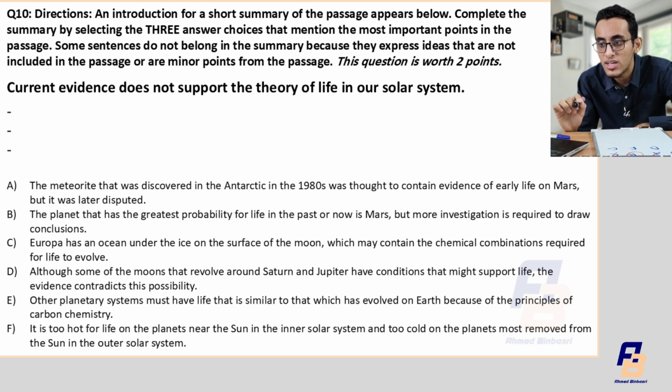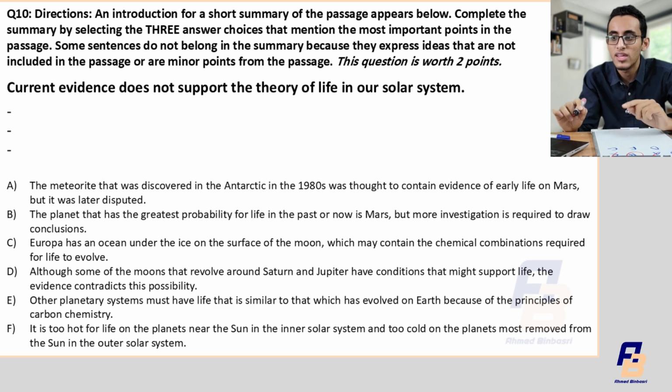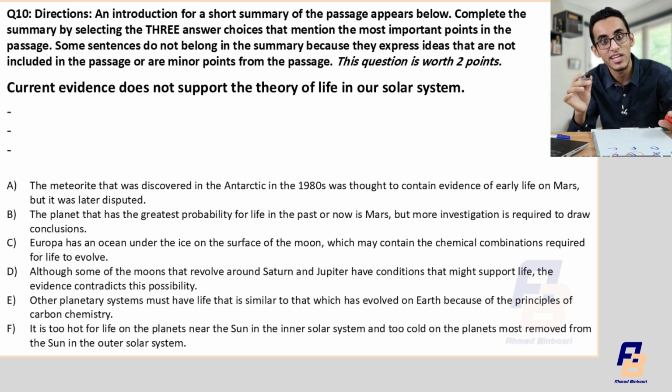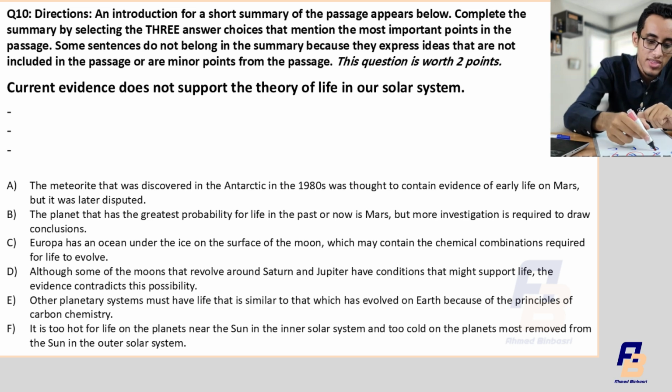Although some of the moons that revolve around Saturn and Jupiter have conditions that might support life, the evidence contradicts this possibility. So the evidence said that there is no life. It says although some moons revolve, but the evidence, the results said no, as in the question we read before, the highlighted one. So I think it is correct.